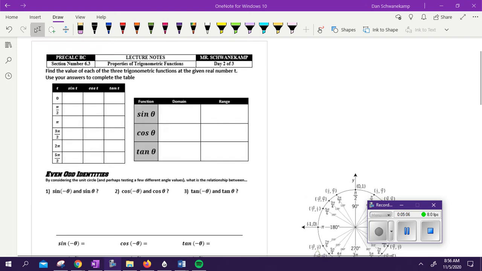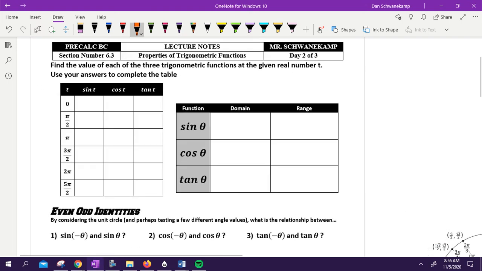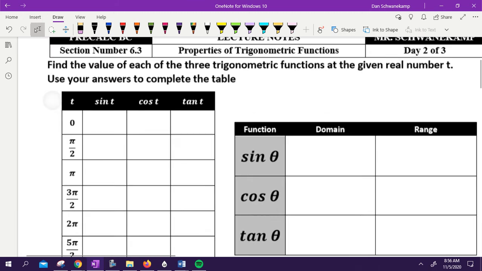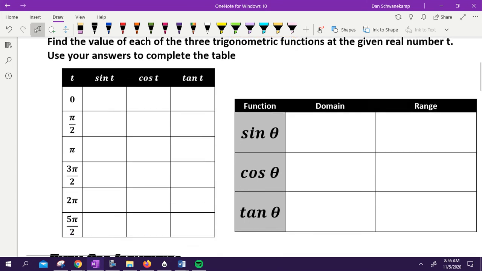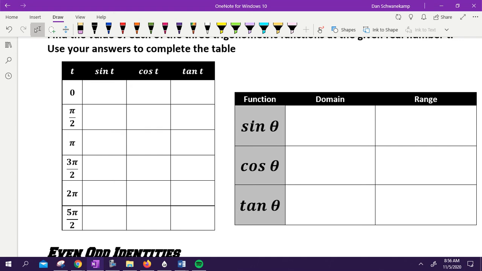All right, so again, today we are focused on properties of trigonometric functions. First of all, that's the best word in the English language. Trigonometric. Got to add a little flavor to it, but it's a good word. Okay, properties of trigonometric functions. We're going to fill in some different information, just a lot of different things that are going to help us out here. Okay, so first thing we're going to do is fill in this chart.